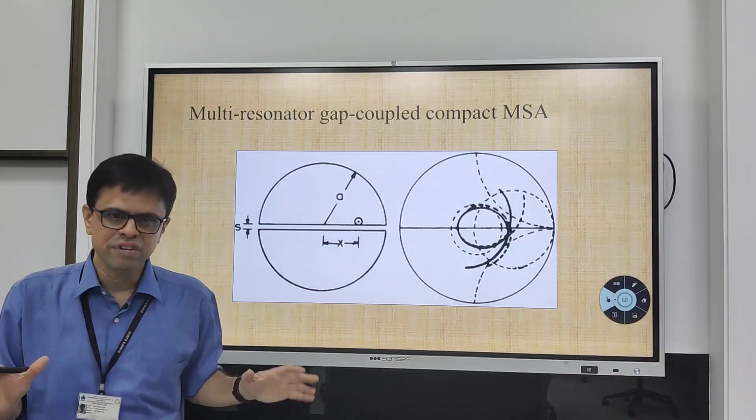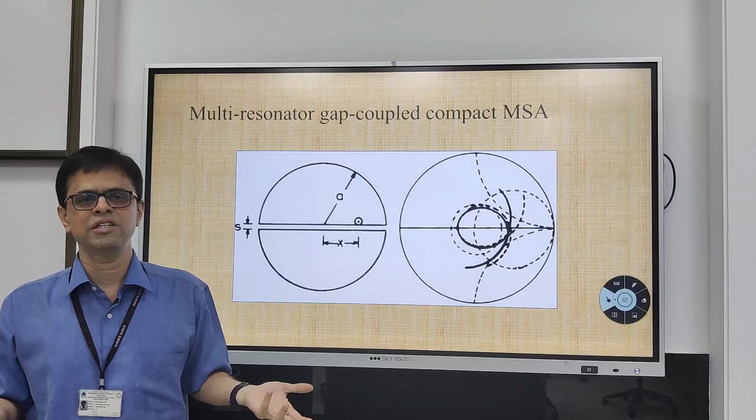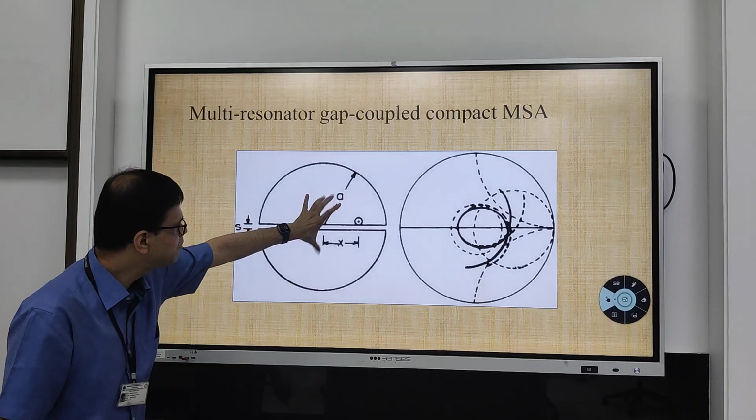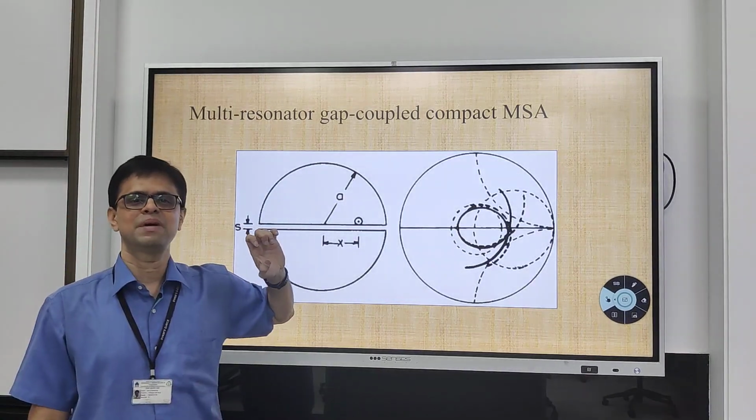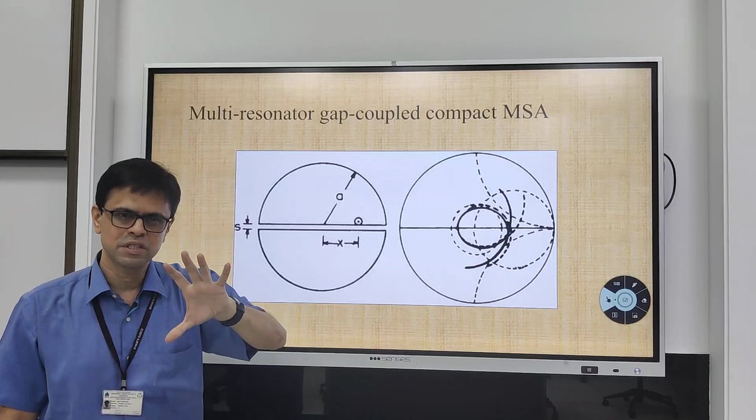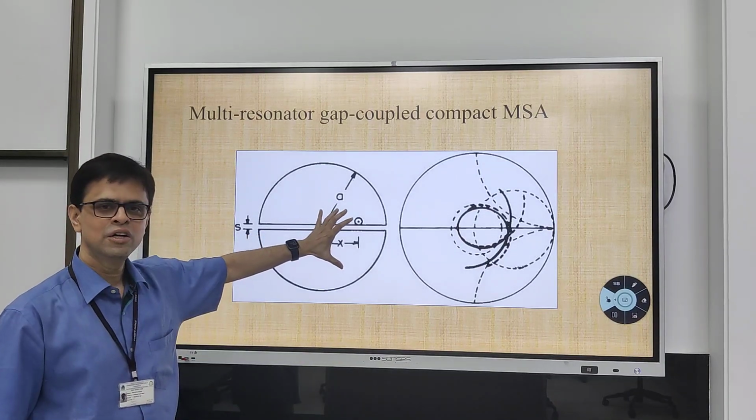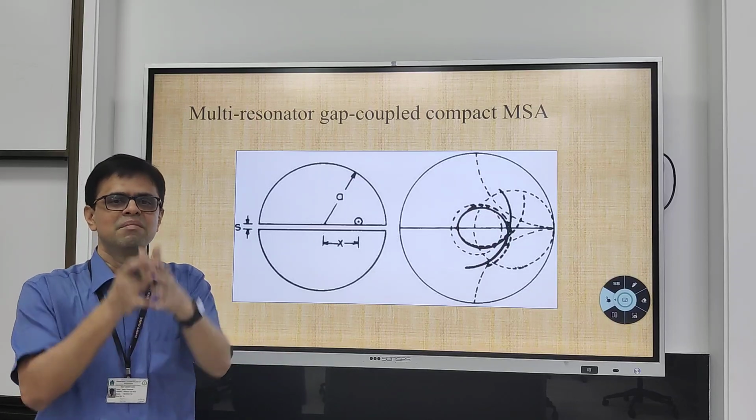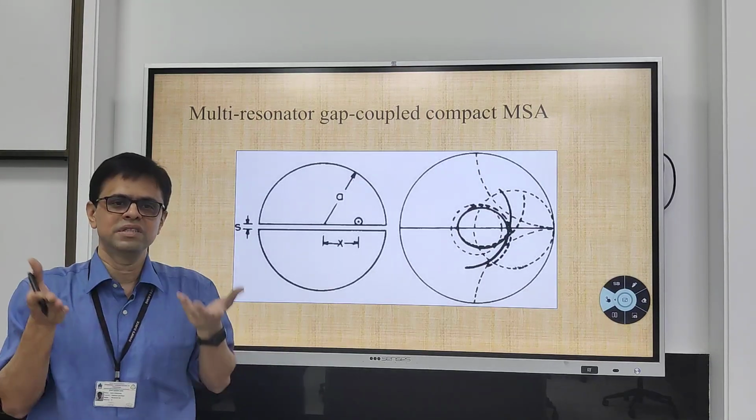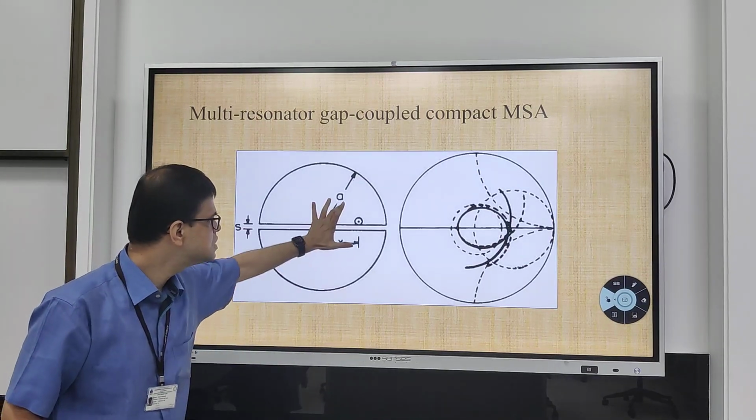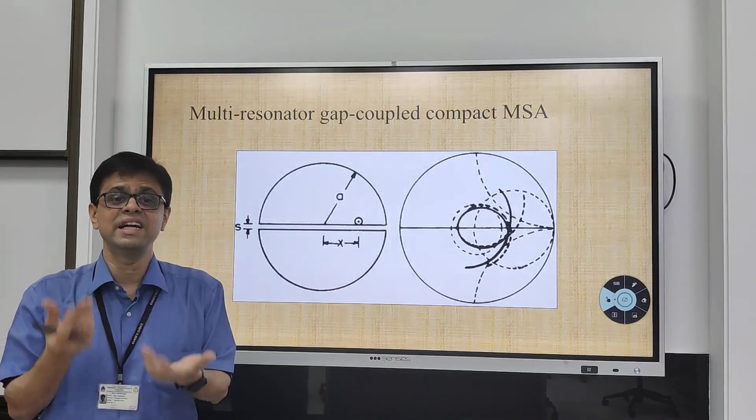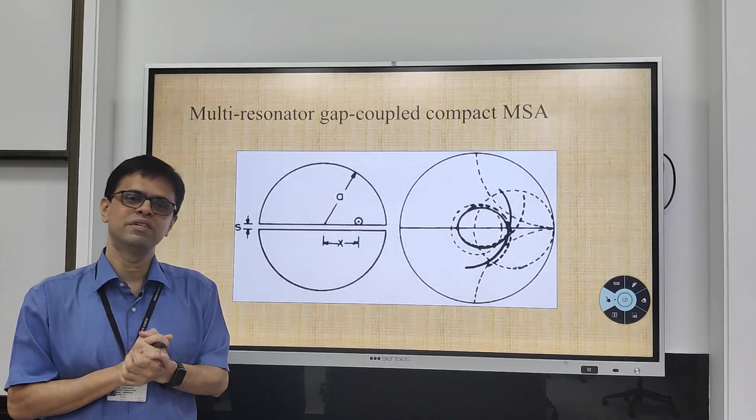which has the same resonant frequency as that of a circular patch. Now what we do, we actually gap couple two such semicircular patches. When we gap couple two such semicircular patches, two resonances are created inside a structure, so the bandwidth increases. Area remains the same, it is the area of a circular patch, but two resonances are there that has added to the impedance bandwidth of the configuration.